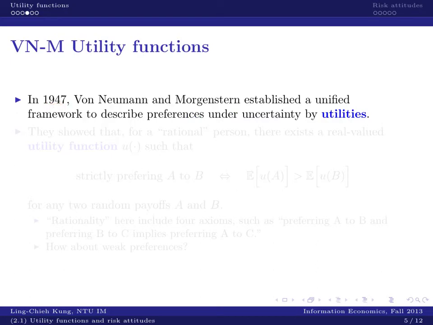In 1947, von Neumann and Morgenstern, who were great mathematicians and economists, established the following unified framework to describe preferences under uncertainty by utilities. This is something we now call utility functions.